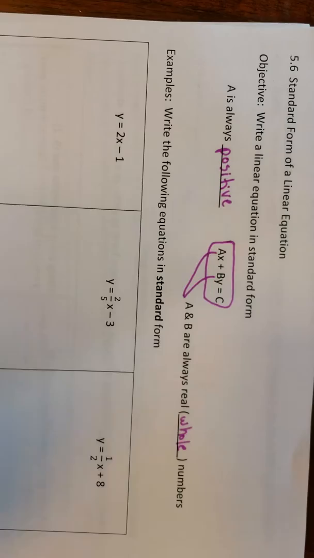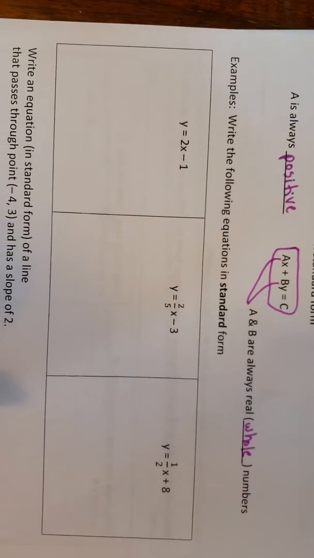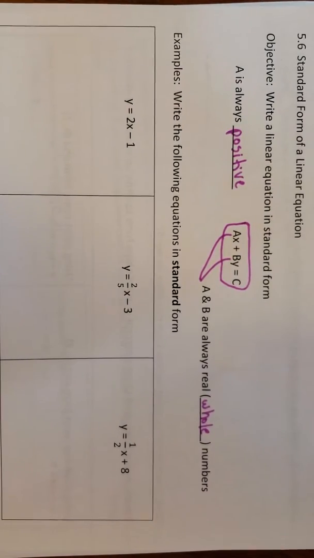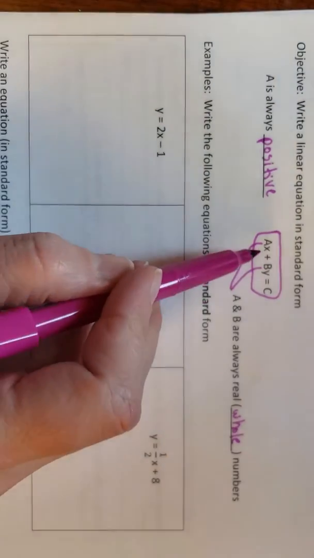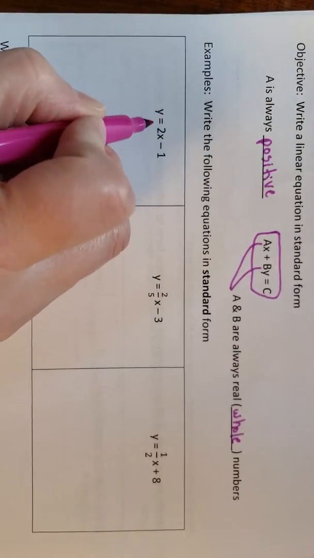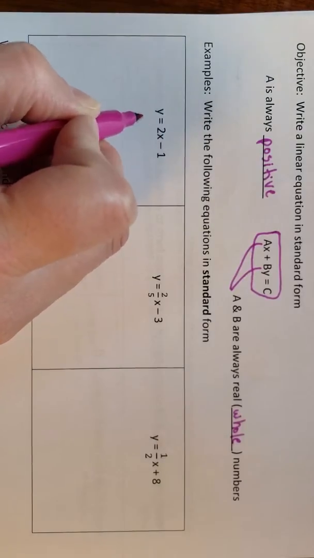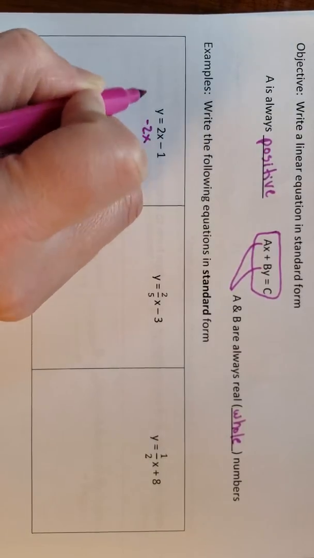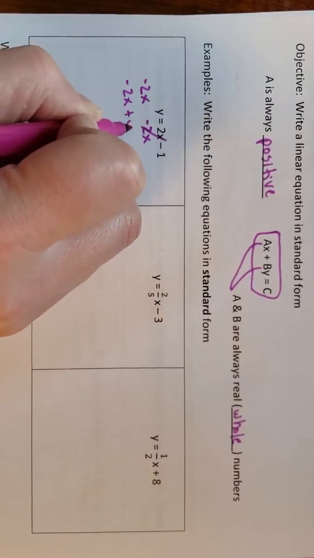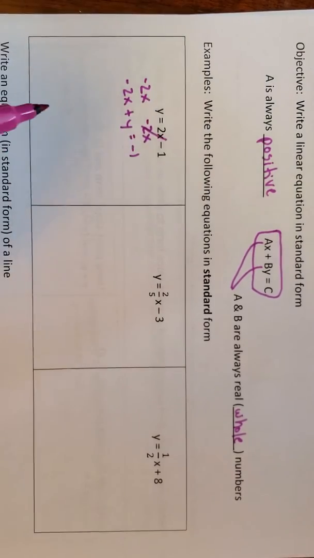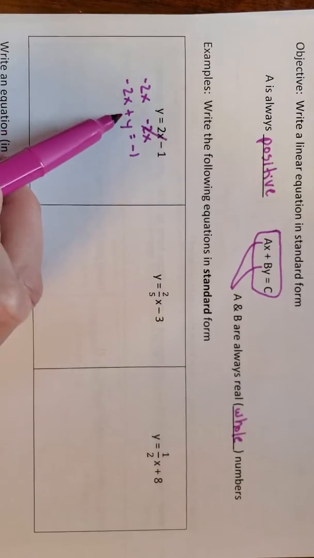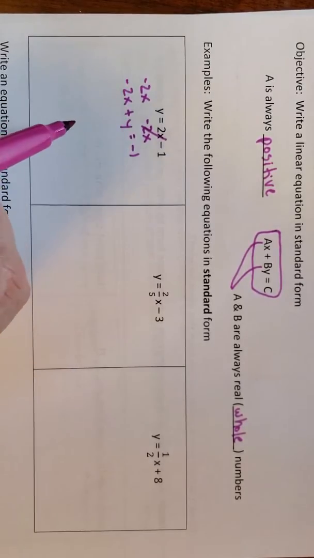So let's just jump in real easy and rewrite these equations that are in slope-intercept form in standard form. So again, we want our x's, our y's, and then our constant. So we want x's to be up first. So to move positive 2x's to the left, we subtract 2x's, and we have -2x's, and y equals -1. So we have our x's, our y's, our constant. A and b, -2 and 1, are real numbers.